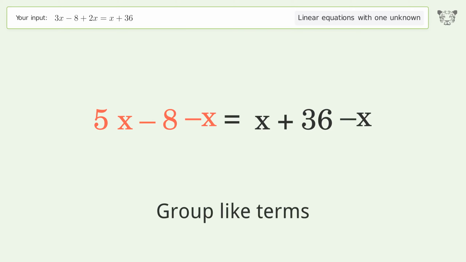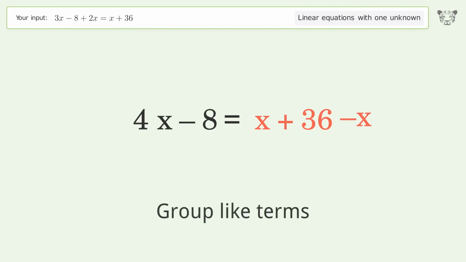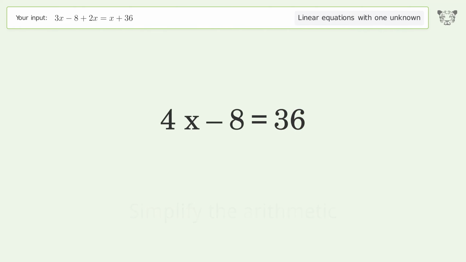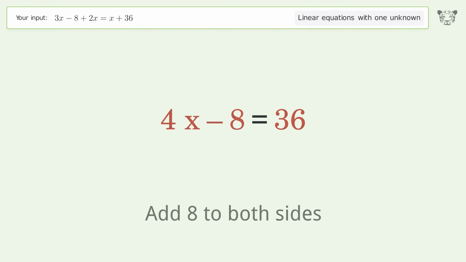Group like terms. Simplify the arithmetic. Group like terms. Simplify the arithmetic. Group all constants on the right side of the equation. Add 8 to both sides.